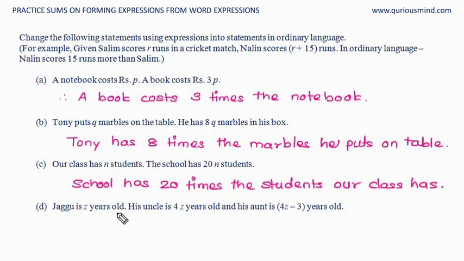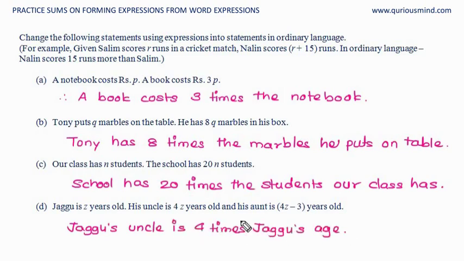Jaggu is z years old. His uncle is 4z years old and his aunt is 4z minus 3 years old. So Jaggu's uncle is 4 times Jaggu's age. And his aunt is 4z minus 3. So uncle is 4z, aunt is 4z minus 3, means aunt is 3 years younger than uncle.